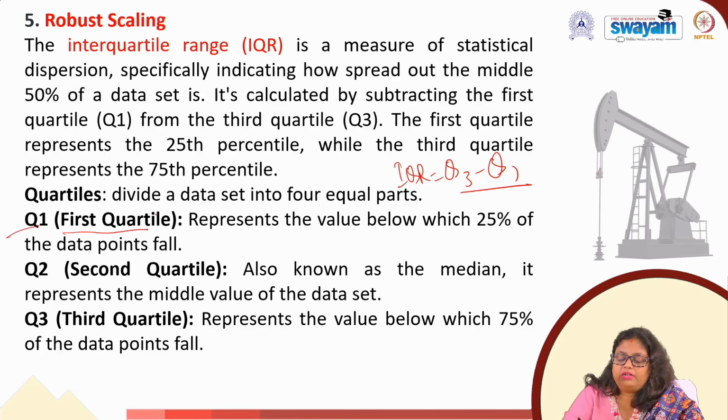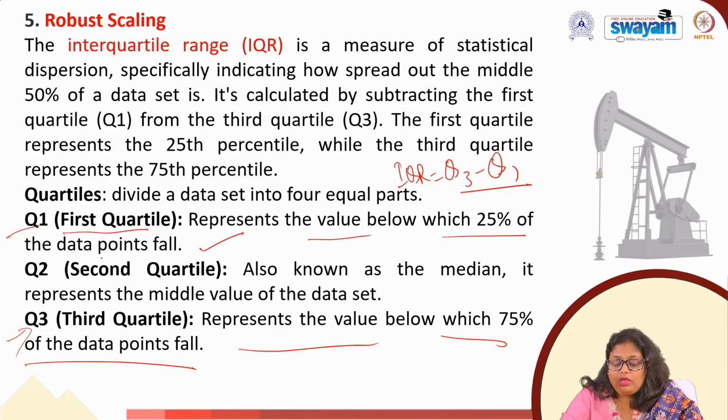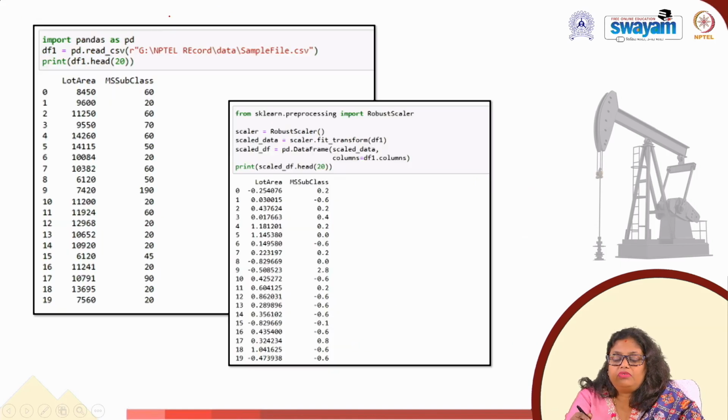Q1 is the first quartile and it represents the value below which 25% of the data points fall. When we talk about Q3, the third quartile, it represents the value below which 75% of the data fall, and Q2 is nothing but the second quartile, also known as the median. It represents the middle value of the data set. So this is about robust scaling.